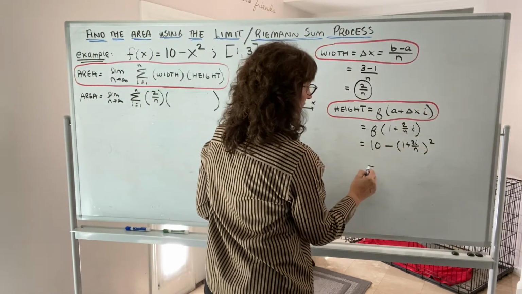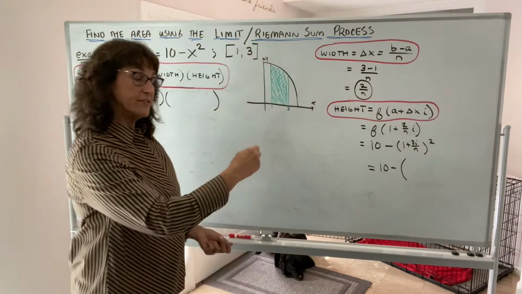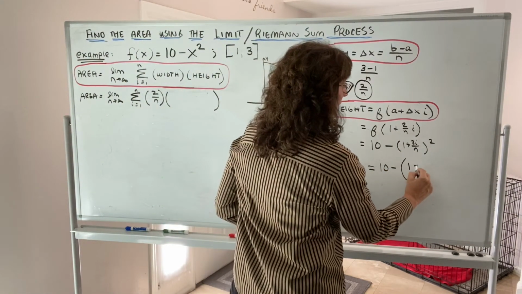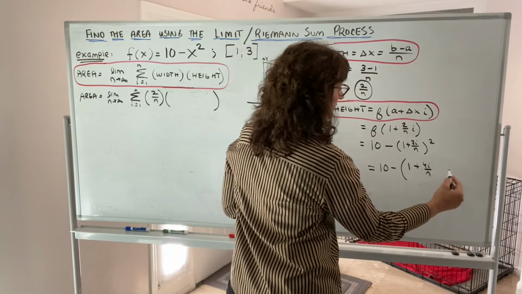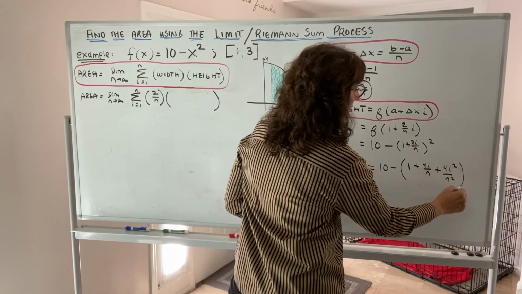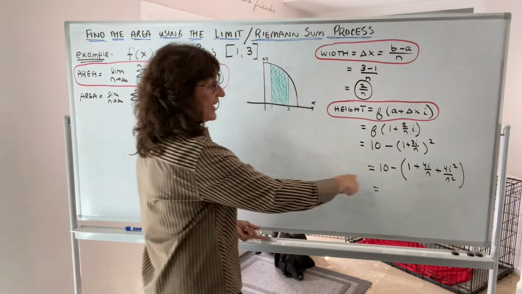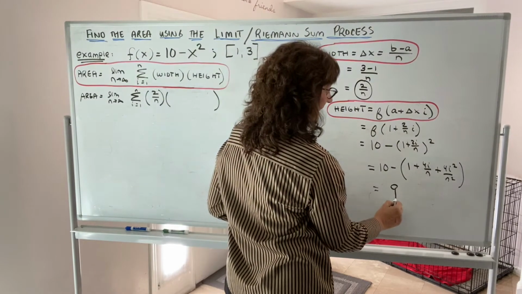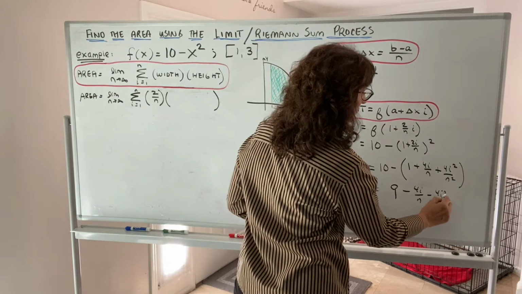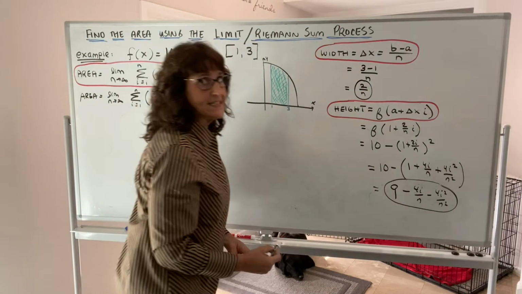I like to expand this off to the side. So I have 10 minus, and now I'm going to have to expand this. FOIL this out, and you end up with 1 plus 4i over n, when you take the outside and inside, plus 4i squared over n squared. Then we distribute the negative sign. So you have 10 minus 1, that's 9, minus 4i over n, minus 4i squared over n squared. And here is what we need to use for the height.